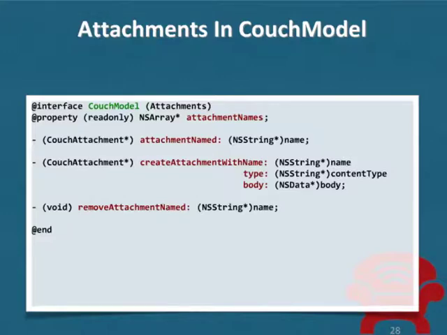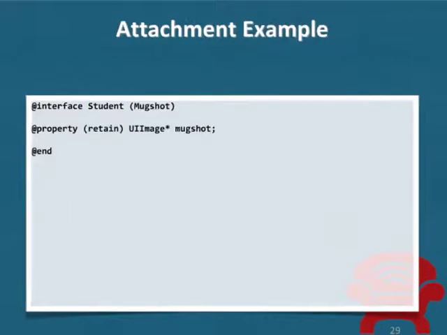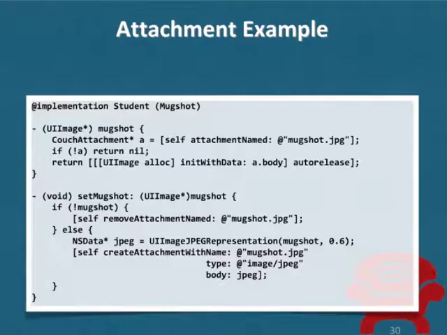So here's a quick example of attachments. Let's say we've got our student class, and we want to extend that student class to be able to store an image, like a mugshot of the student. So we declare a property whose value type is UIImage. And then we implement the property like this. In the getter, we're going to ask for the attachment named mugshot.jpg. It's just some arbitrary name that we made up.